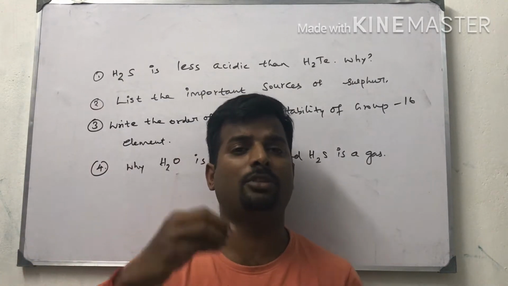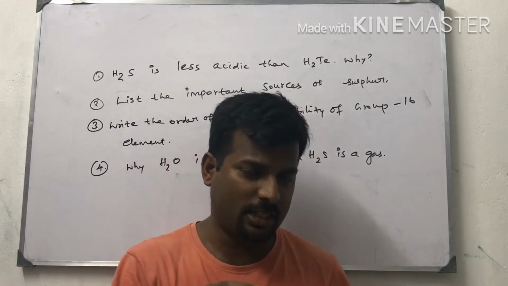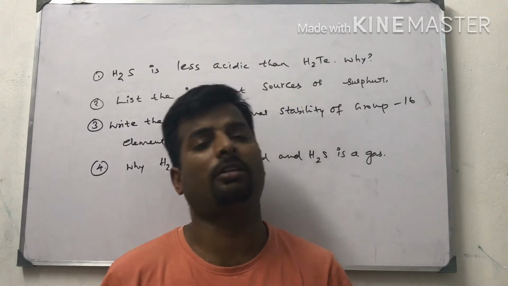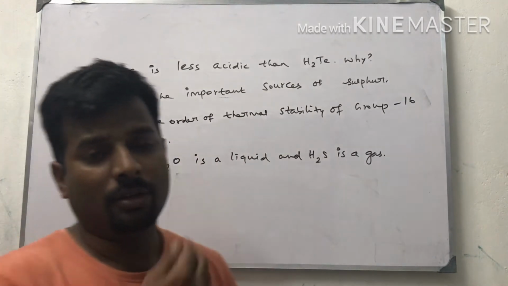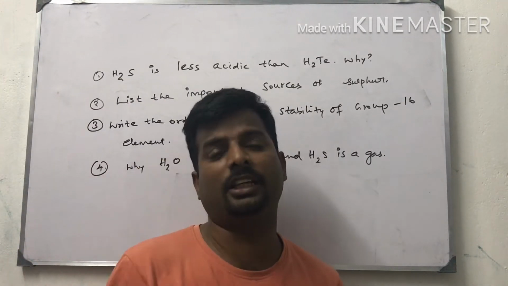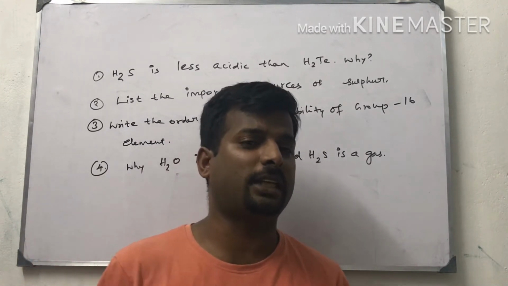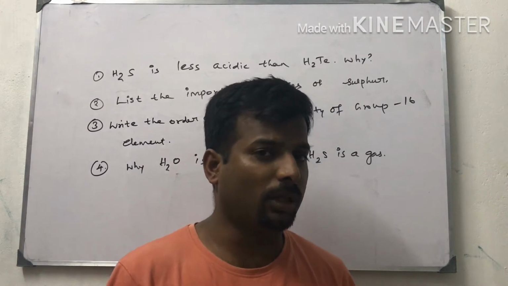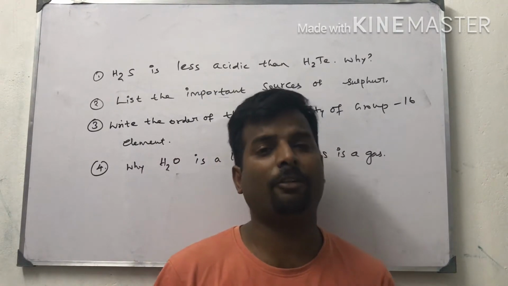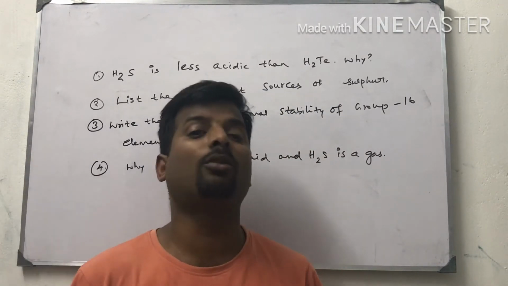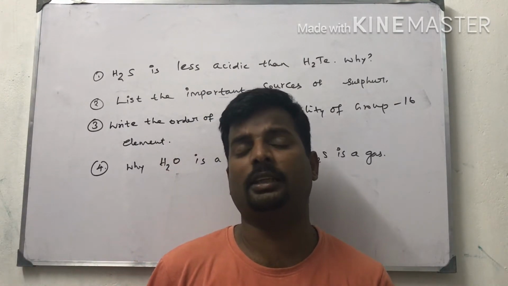An acid is one which donates hydrogen ion when dissolved in water. This is the concept. Suppose I am taking hydrogen from these compounds. H2Te is more acidic than H2S. Why? Because tellurium is a bigger size atom. The distance between the nucleus and the outermost electron is very high, so the effective nuclear charge is less. Therefore, hydrogen can be easily removed from the tellurium atom. That is why this is more acidic than H2S.